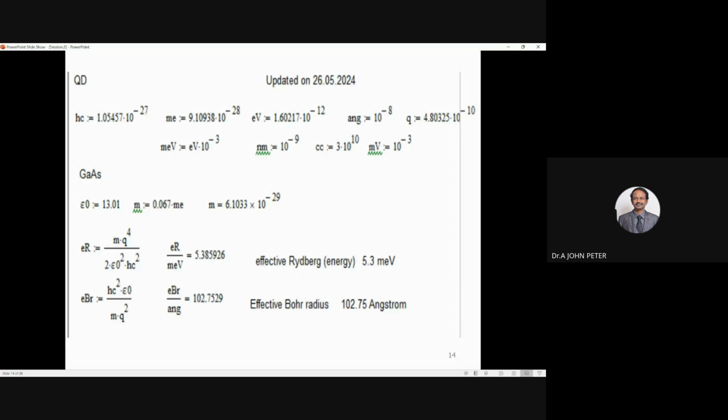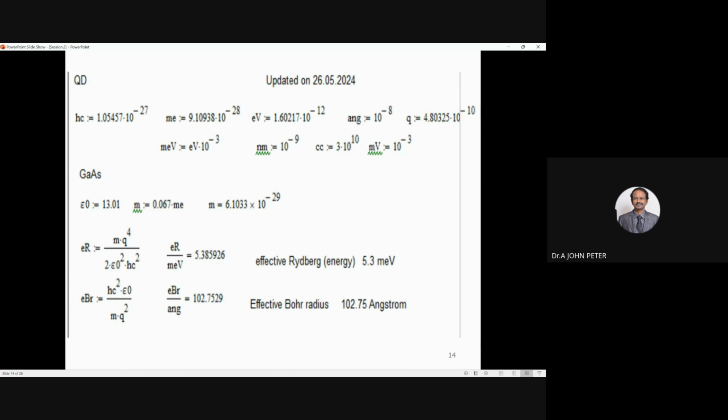Manual or any book, you can get it. And the mass of the electron is given as, here we call this the effective mass. Effective mass is nothing but 0.067 times the mass of the electron. And the mass of the electron is given in CGS, not in SI units. So 9.1 times 10 power minus 28.